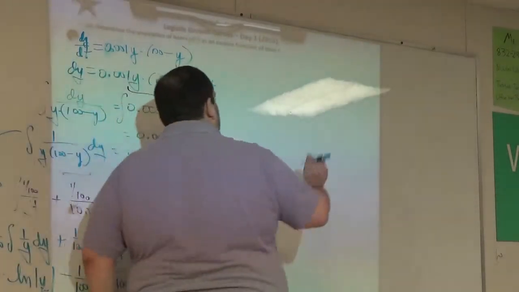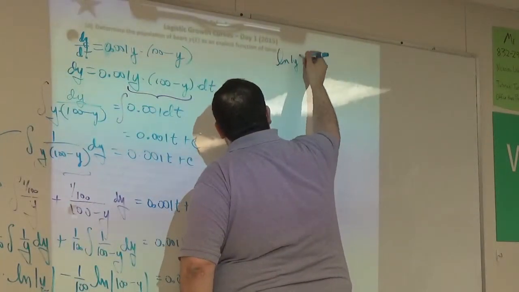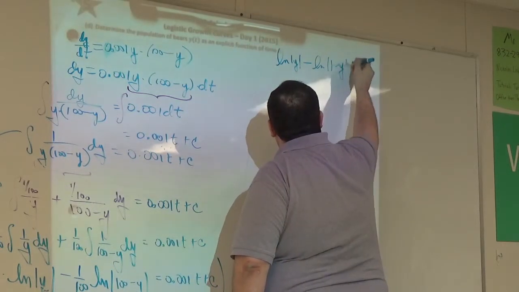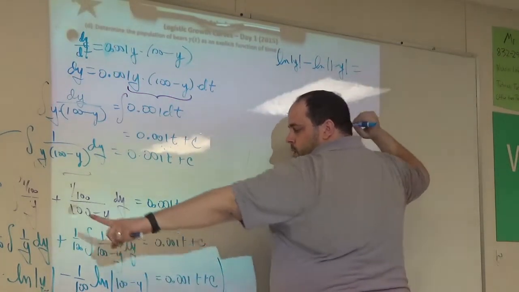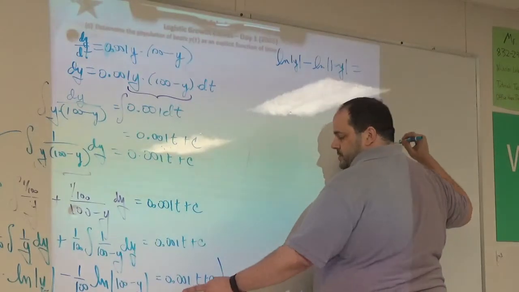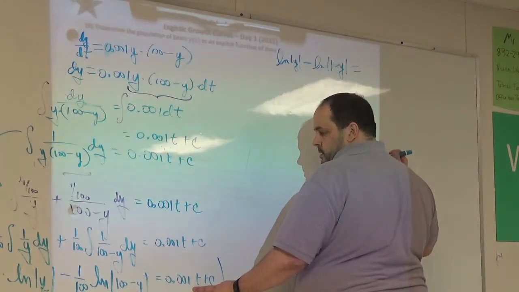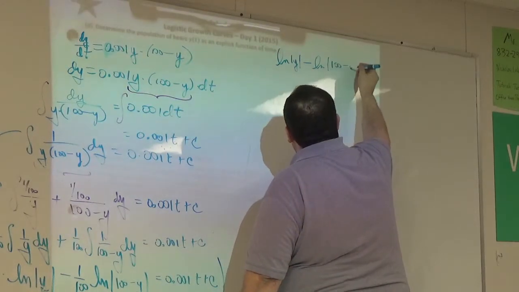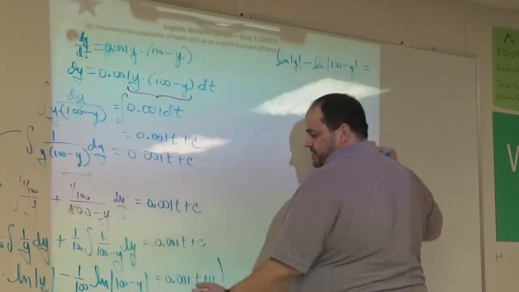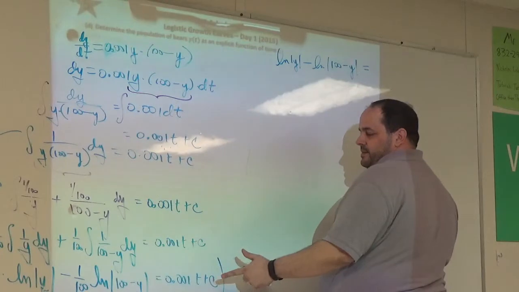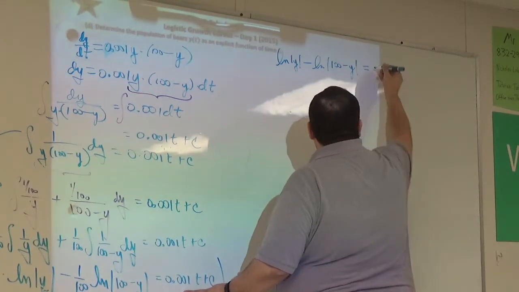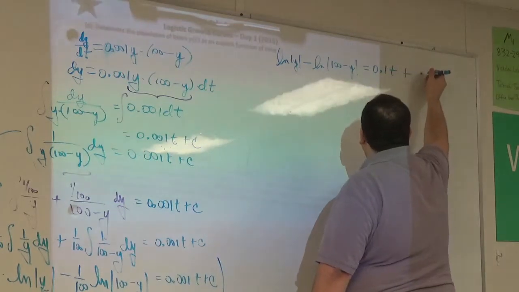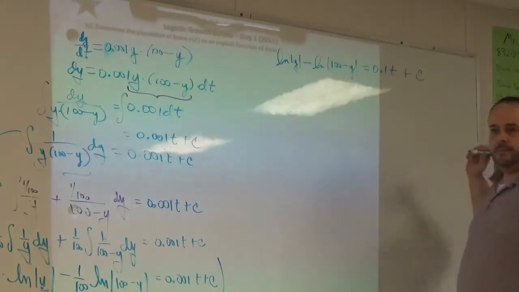And if I do that, now I've got the natural log of the absolute value of y minus the natural log of the absolute value of 100 minus y. 100 times 0.001 is 0.1 t plus, I'm just going to write c.